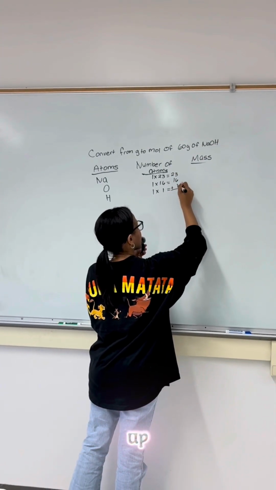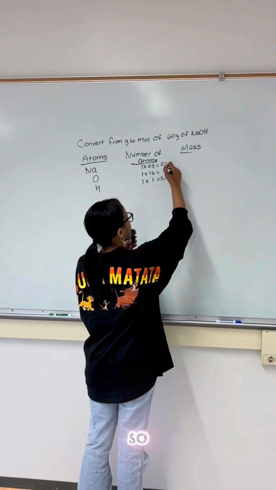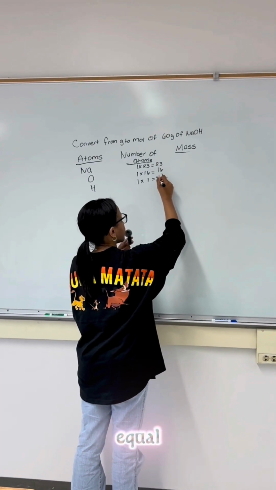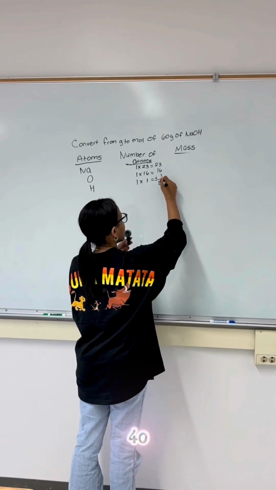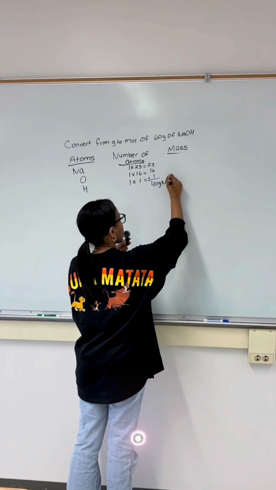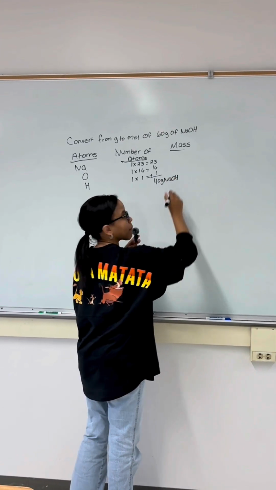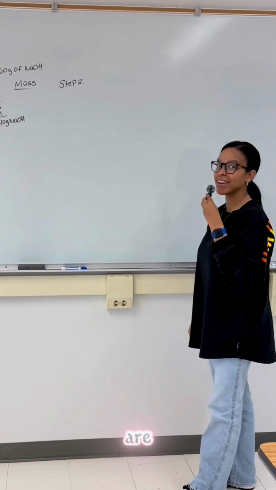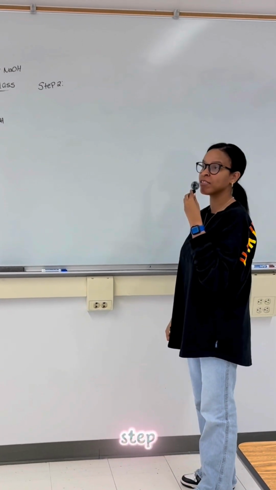Add them all up, and altogether that would equal 40 grams of NaOH. Alright you guys, we are not done. Here we are with step 2.